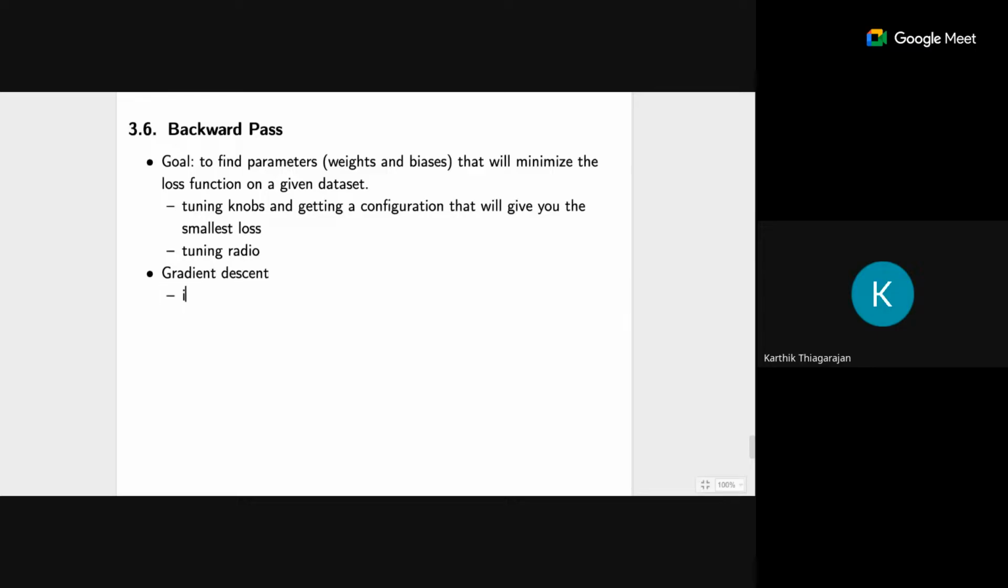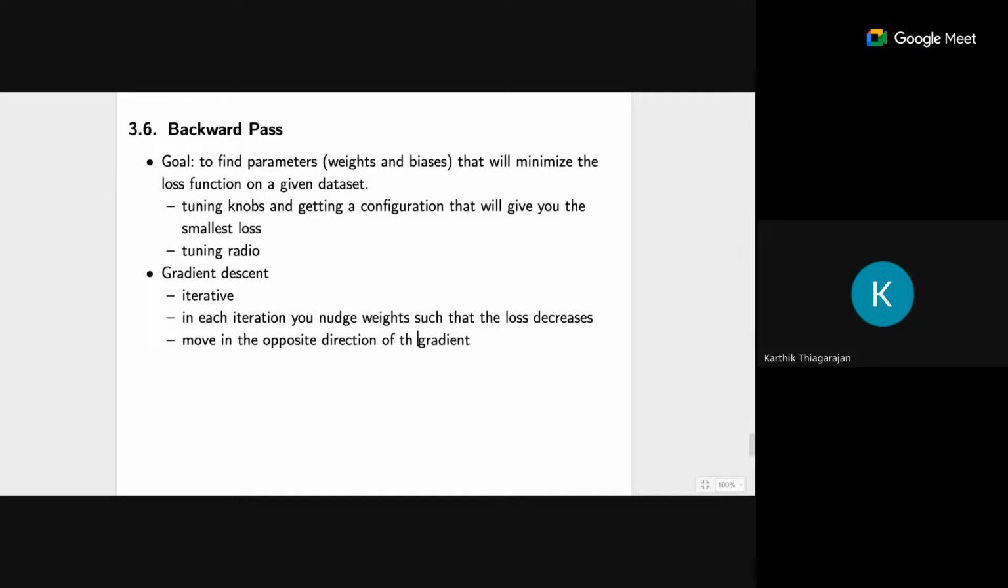It's an iterative process, meaning in each iteration you adjust the weights. So in each iteration you nudge the weights such that the loss decreases, right? So for that, what do you need? You need the gradient. Okay, so if you want to nudge the weights so that the loss decreases, you have to move in the opposite direction of the gradient. For that you first need to compute the gradient.